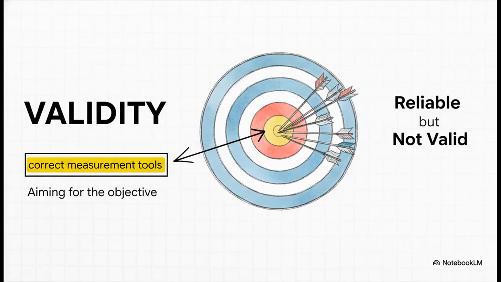And then there's validity, which is a little different. Validity asks a really important question. Are you measuring what you actually intend to measure? That scale might be reliable. It gives you the same number every time, but if it's off by 5 pounds, it's not valid. So in research, this means you have to be using the right tools for the job.